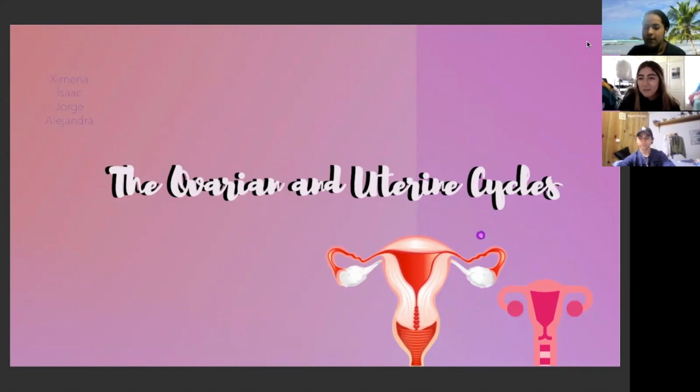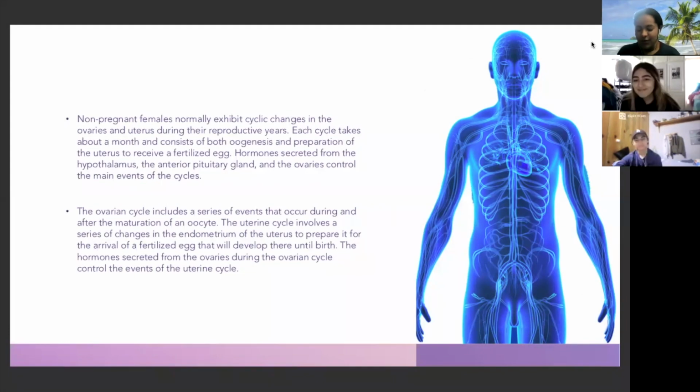Today we are going to talk about the ovarian and uterine cycles. Non-pregnant females normally exhibit cycle changes in the ovaries and uterus during their reproductive years. Each cycle takes about a month and consists of both oogenesis and preparation of the uterus to receive a fertilized egg. Hormones secreted from the hypothalamus, the anterior pituitary gland, and the ovaries control the main events of the cycles.